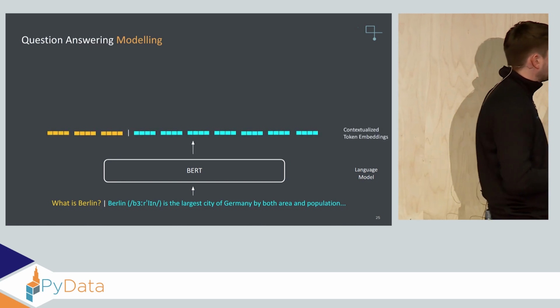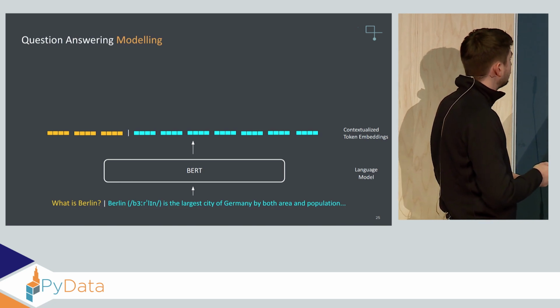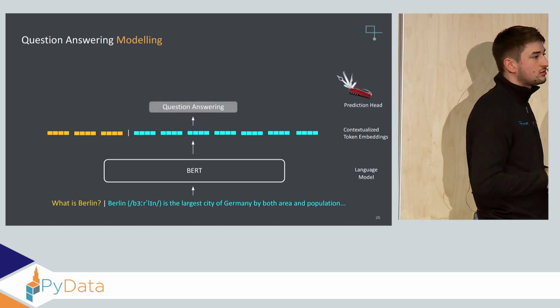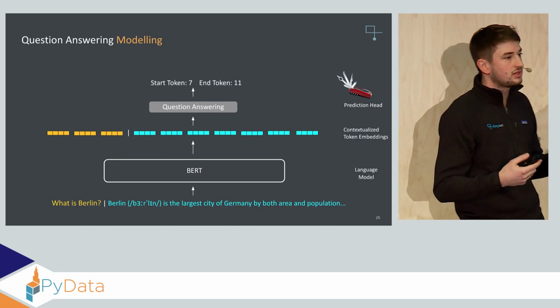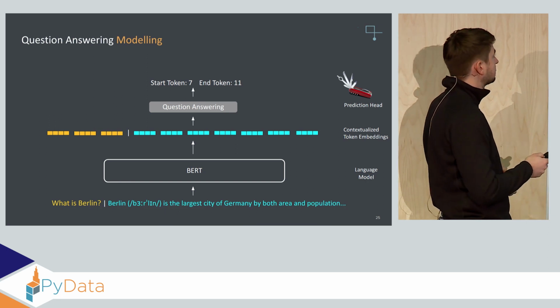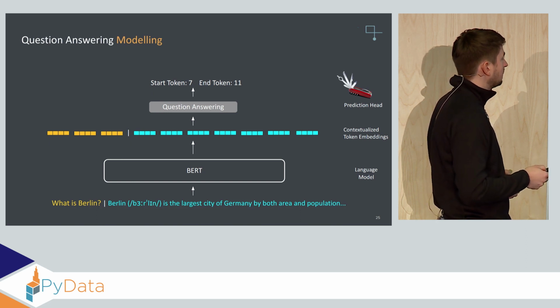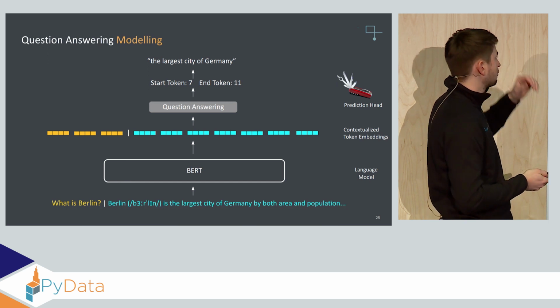What we get out of this language model is a contextualized token embedding. So for each token down here, we get a vector. We feed these vectors to our prediction head for question answering. This question answering head then predicts which one is the start token of the answer and which is the end token. This gives us in the end the final span that we convert back to string space. And this is then maybe, what is Berlin, the largest city of Germany.